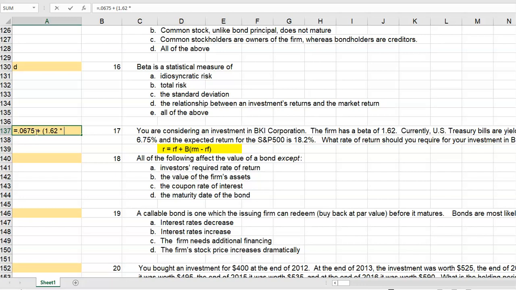That's my beta times, again parentheses, the return on the market, 0.182, minus the risk-free rate of return, 0.0675. Close that parentheses, close that parentheses, and I should get 25.3. Right?